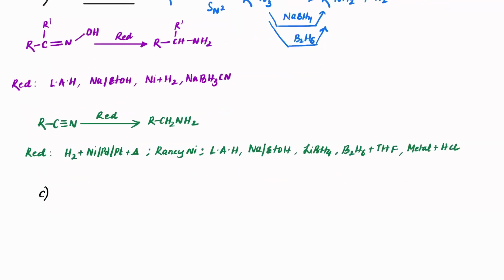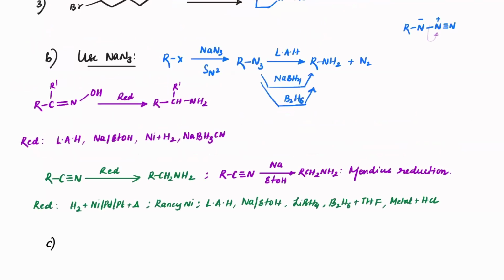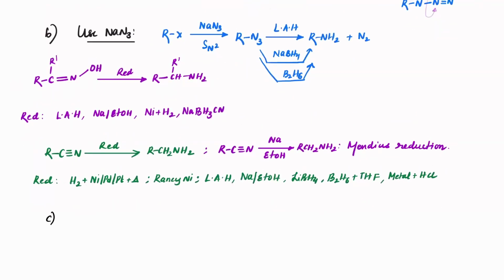And this is one famous reaction: when you have a cyanide reacting with sodium in ethanol to convert it into RCH2NH2. This is called Mendius reduction. These are all various forms of nitrogen-connected groups which can be converted into amines.